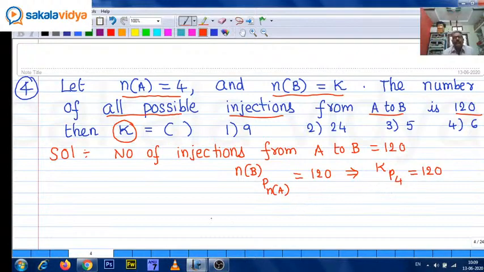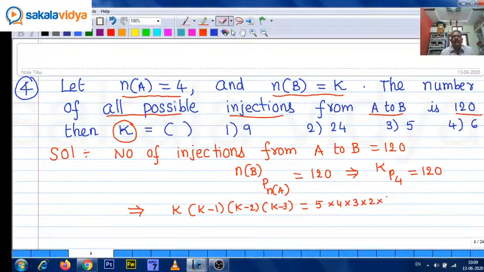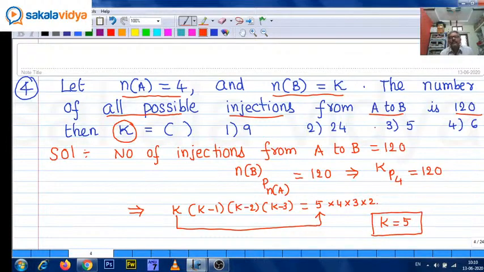So k P 4 equals 120 means we can write it like this: k times (k minus 1) times (k minus 2) times (k minus 3) equals 120. This 120 we can write as 5 into 4 into 3 into 2, up to 2 we can write, no problem. So now equating this, k equals 5, or k minus 1 is equal to 4. Therefore k equals 5.